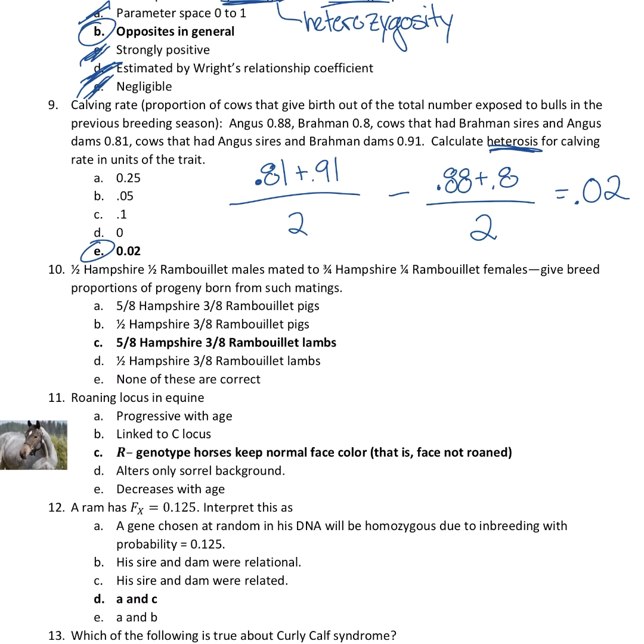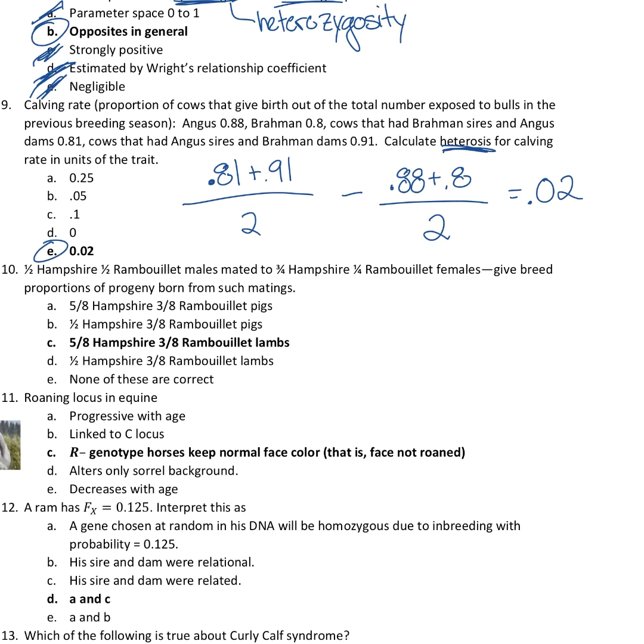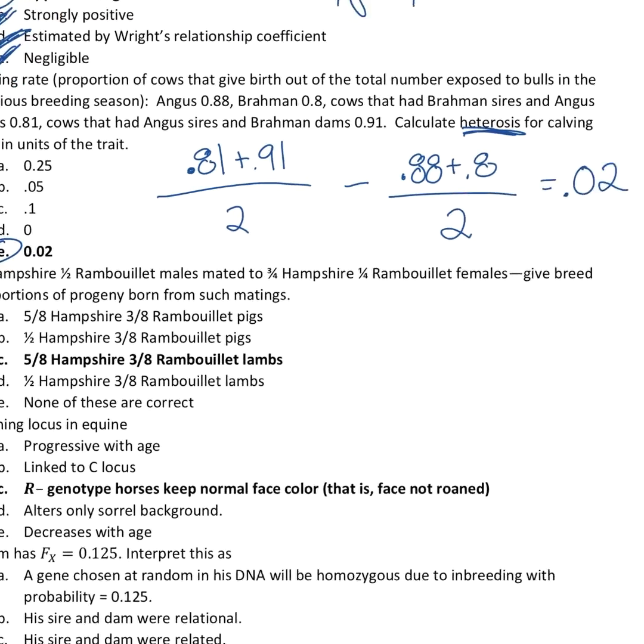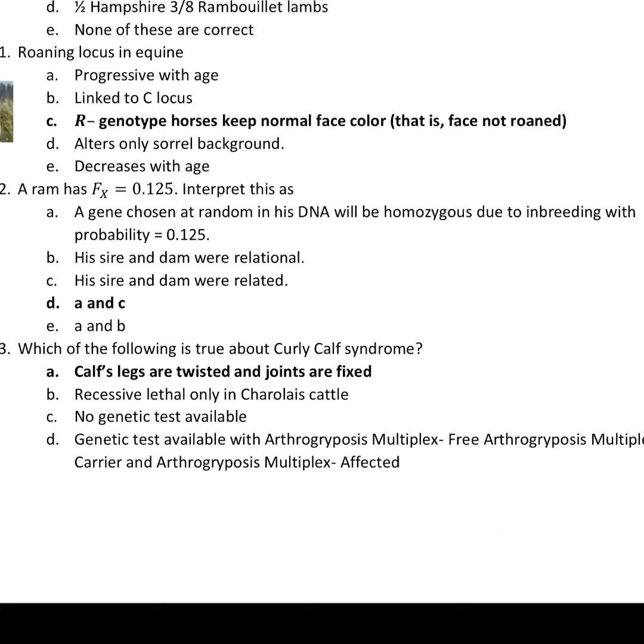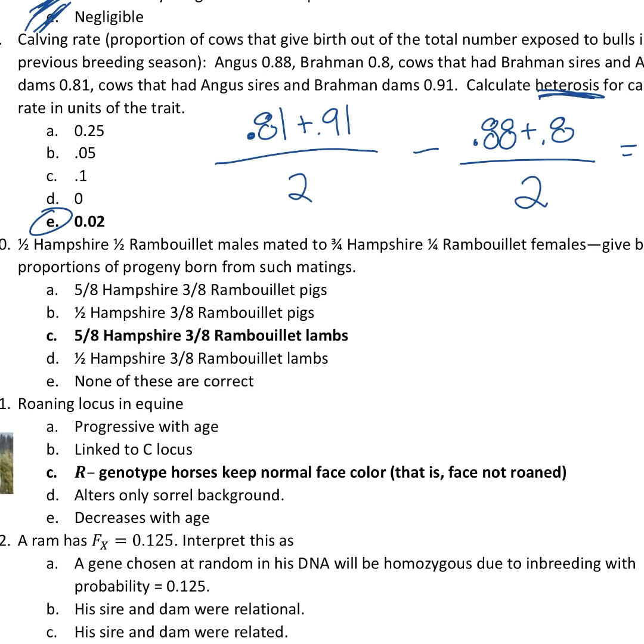Number 10, we have half Hampshire, half Rambouillet males mated to 3/4 Hampshire, 1/4 Rambouillet females. And so we're wanting to give the breed proportion of the offspring, kind of like we did in our crossbreeding lab. That's the first step. So you can do that by calculating the average of each breed.